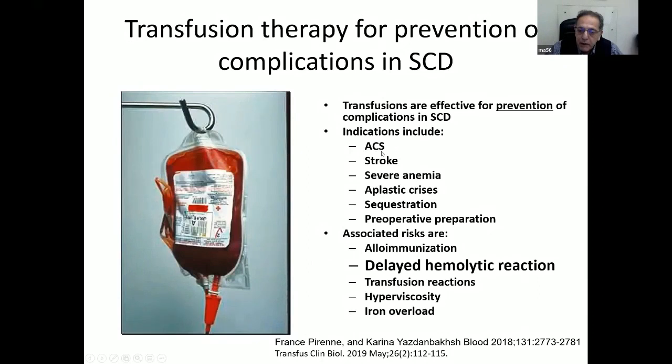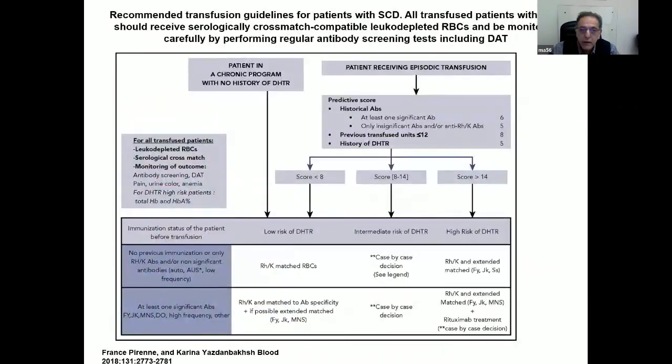I'm going to talk a little bit about transfusions, which are very effective in sickle cell disease. They can be indicated in the setting of acute chest syndrome, stroke, severe anemia, aplastic crisis, sequestration, and preoperatively. But they are associated with problems: alloimmunization, delayed hemolytic transfusion reaction, hyperviscosity, and iron overload. Now, for alloimmunization, we can prevent this by phenotyping the patients and providing phenotypically matched blood. This requires an expert blood transfusion service.